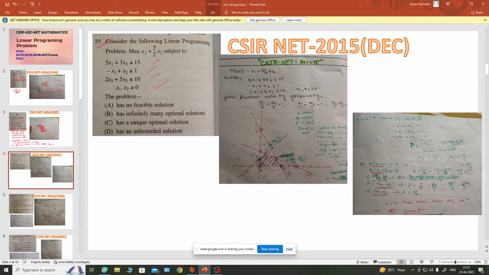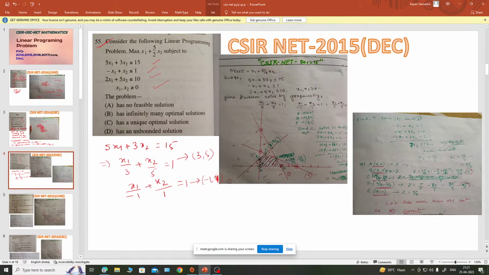We convert the inequalities to equalities. The first equation is 5x1 plus 3x2 equals 15. We can write this as x1/3 plus x2/5 equals 1. The second equation we can write as x1/(-1) plus x2/1 equals 1. This is the straight line equation form. So the cut points of the first equation are (3, 0) and (0, 5), and of this equation are (-1, 0) and (0, 1).